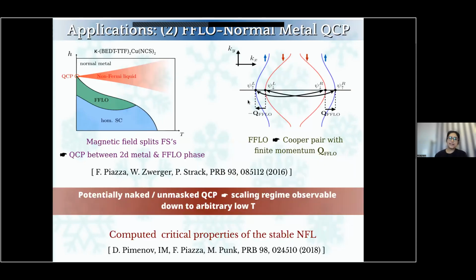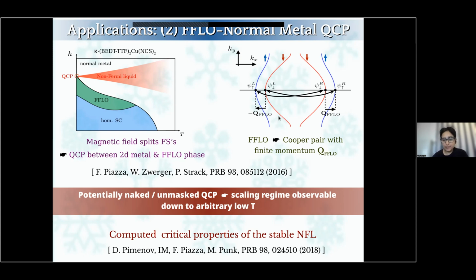Now, there are other systems where we applied a similar formalism. One example was the quantum critical point lying between the FFLO and normal metal transition. So here for some organic materials, we have a homogeneous superconducting phase, and then it goes to an FFLO superconducting phase, and finally it goes to a normal metal. And it is expected that there might be a quantum critical point in this region.